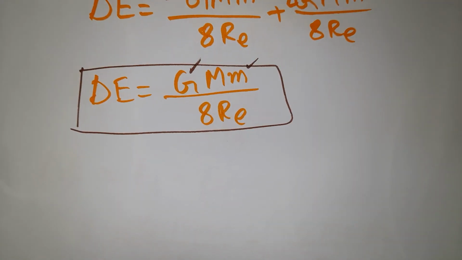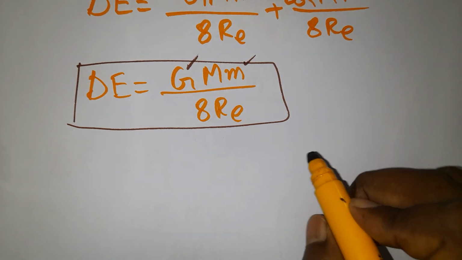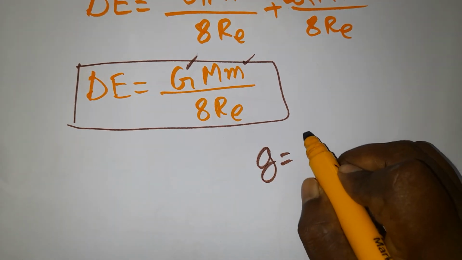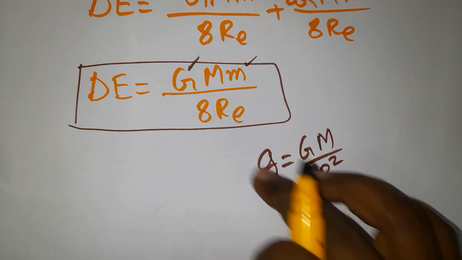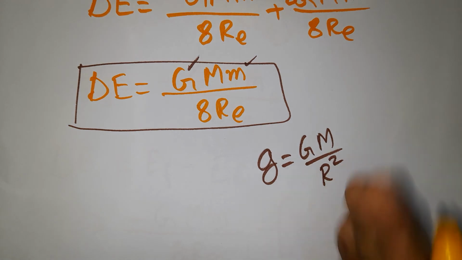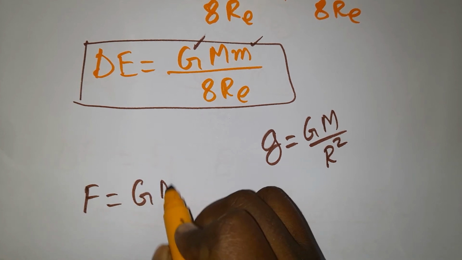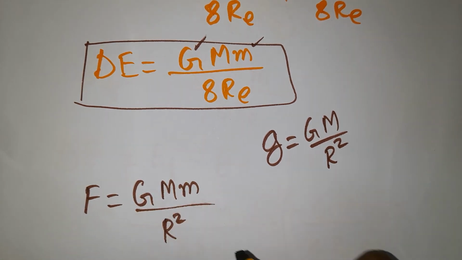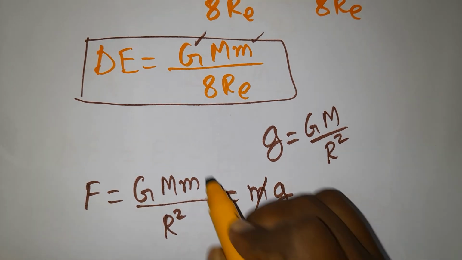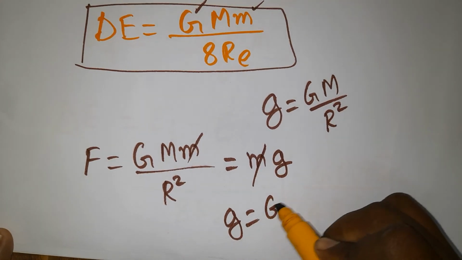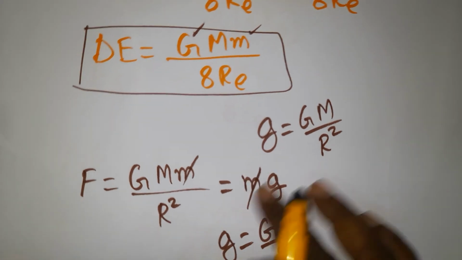Actually, we can make this calculation even simpler by relating it with small g. Small g is equal to capital G M divided by r square, where r is the radius of the earth. Small g is going to be 9.8. So force is equal to G M m divided by r square, and force is also mass into acceleration due to gravity. Mass gets cancelled. What is small g? Small g is equal to capital G M divided by r square. It's a small derivation to find small g.